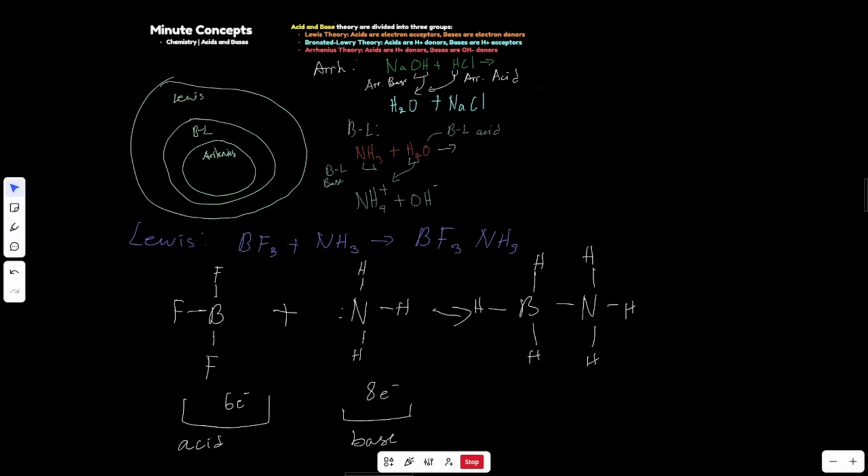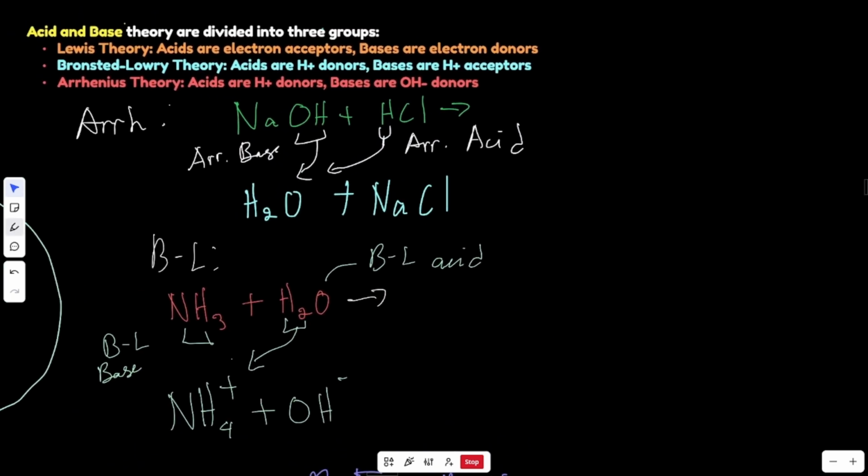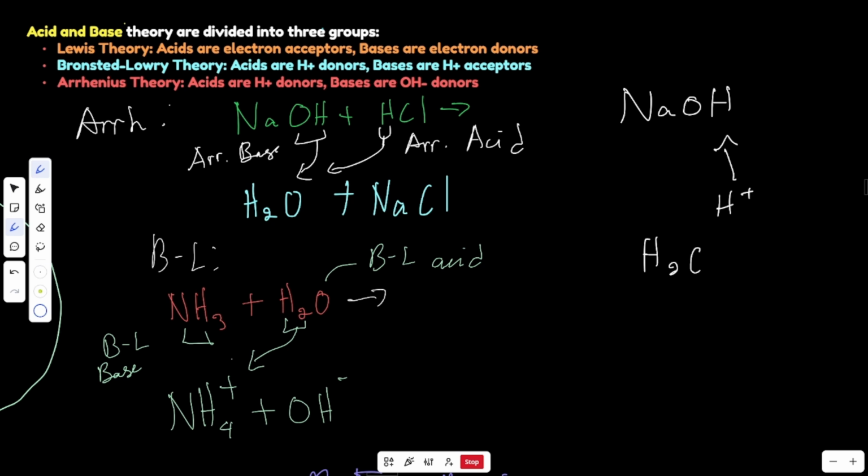So let's go back here. Let's take a look at our Arrhenius acid and base. Our NaOH accepted a hydrogen ion. That's why it was able to form H2O, right? Now, how about our acid? Our acid here was an H plus donor, which was our HCl, and that just so happens to be as well our Arrhenius acid. So we can see that they actually align, right? So our Arrhenius base is also a Bronsted-Lowry base.